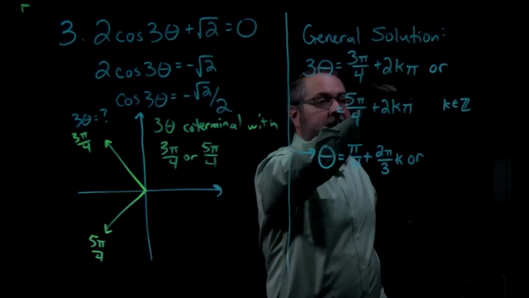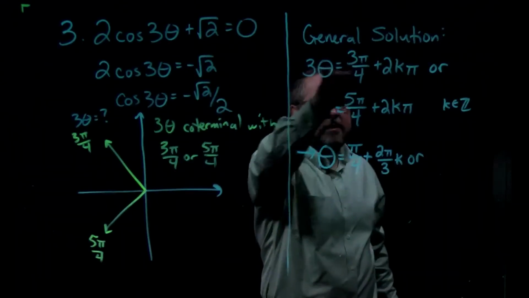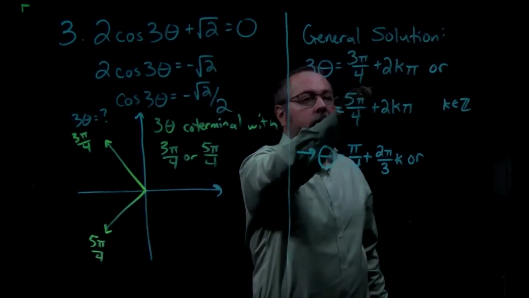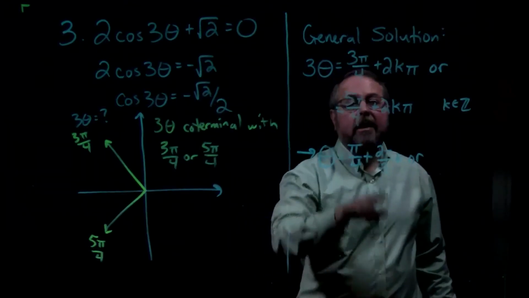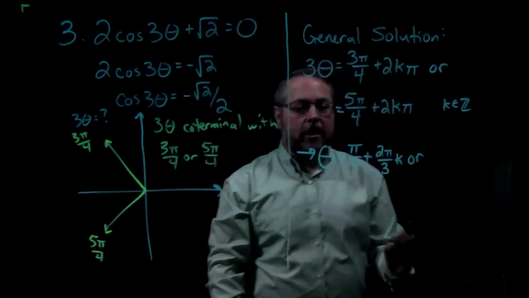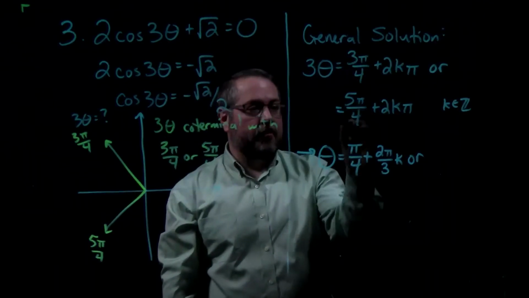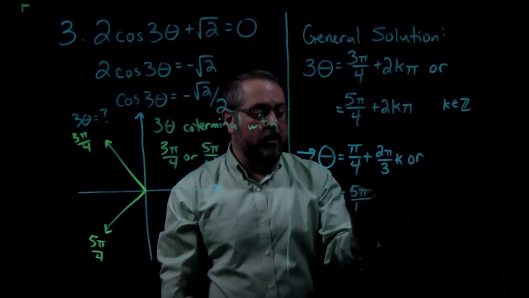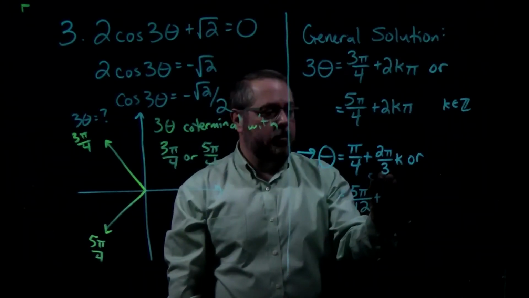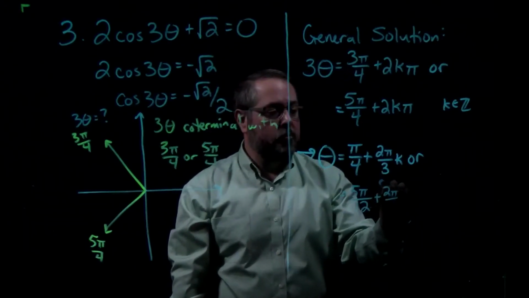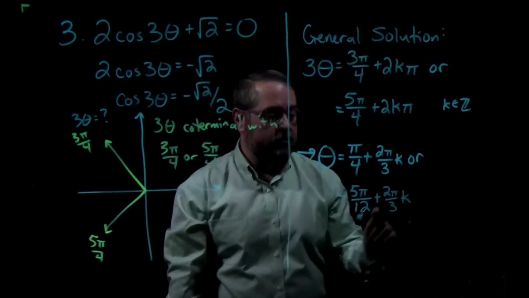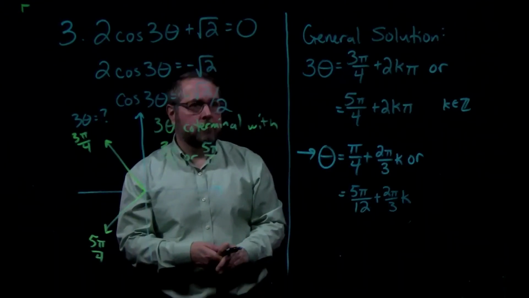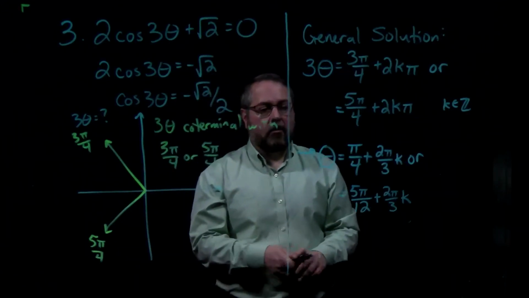Then we have to take the 2k times pi and divide that by 3 as well. Because again, we take both sides of this equation, take all the terms, and we divide by 3. So that would give us 2 pi over 3 times k. And then we have to do it with the second component as well. Okay, so this would be 5 pi over 4 divided by 3 is 5 pi over 12 plus 2 pi over 3 times k. Okay, so that would be our general solution.